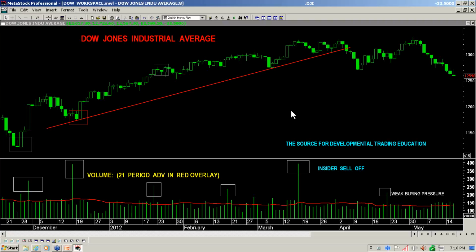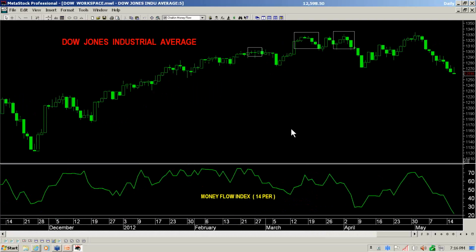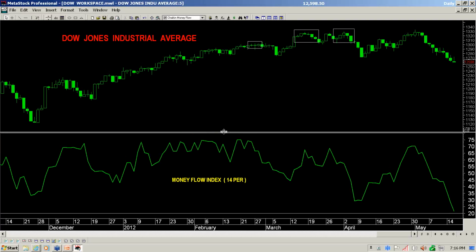So after the volume, the first thing we want to look again at is the money flow indicator, or indicators in this case, to determine the reality of the money flow. Now remember, the trend line was broken here on 4-4. But if we look at the money flow index, a 14-period money flow index is my parameter for this indicator, right out of the MetaStock professional program.